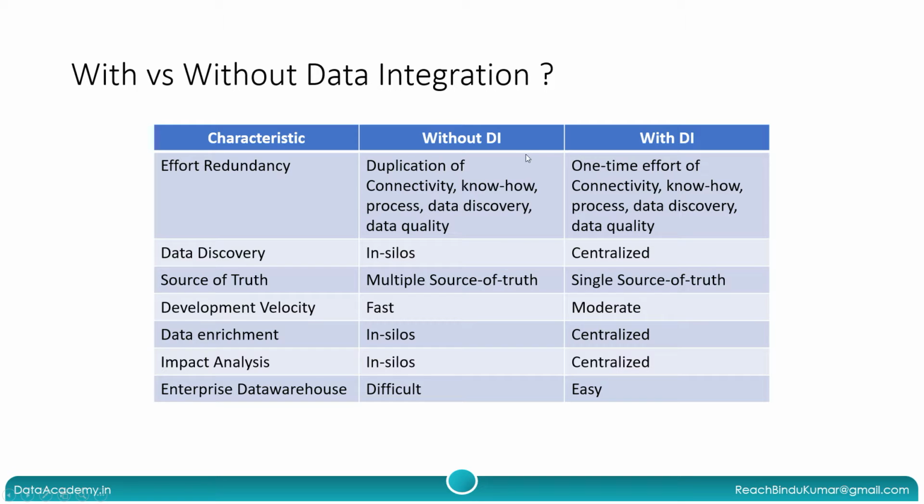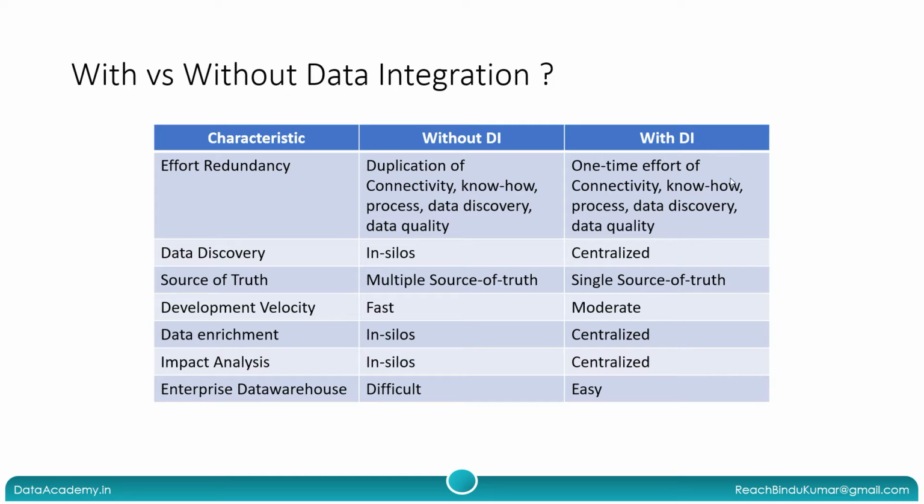So without data integration, we know that all the downstream systems or systems that consume data need to connect to systems that generate data multiple times. So there is duplication of connectivity, duplication of know-how. Know-how refers to all the technicality that is involved when it comes to connecting to a system, the process by which we collect data, data discovery, and of course data quality as well.